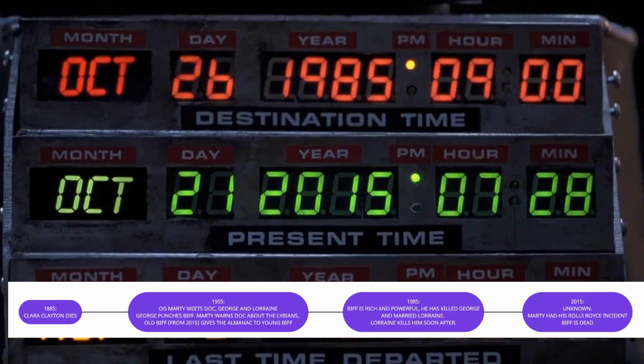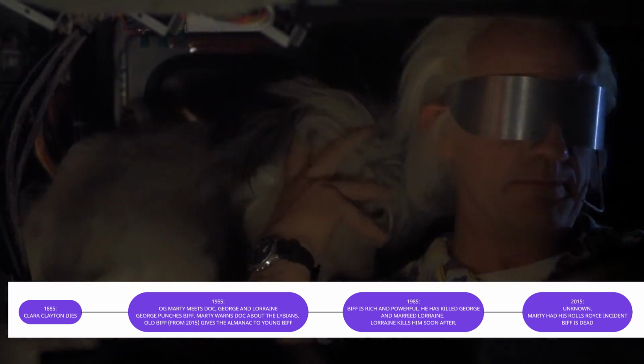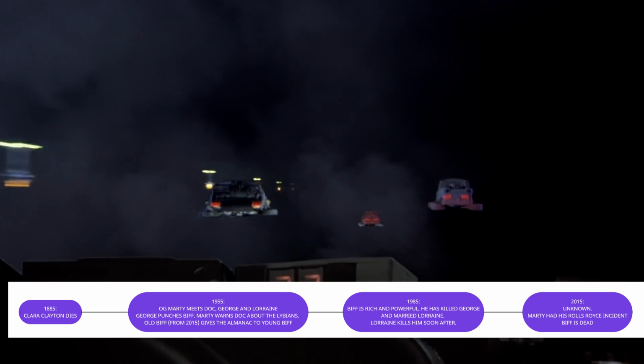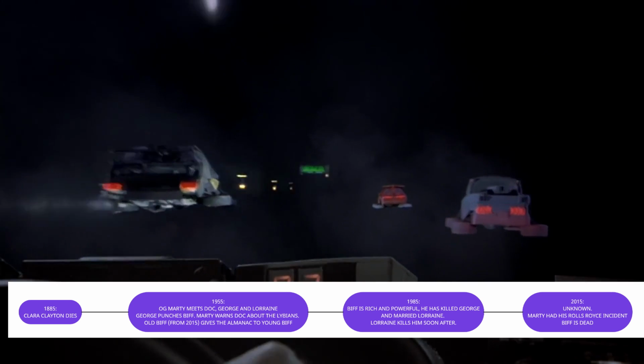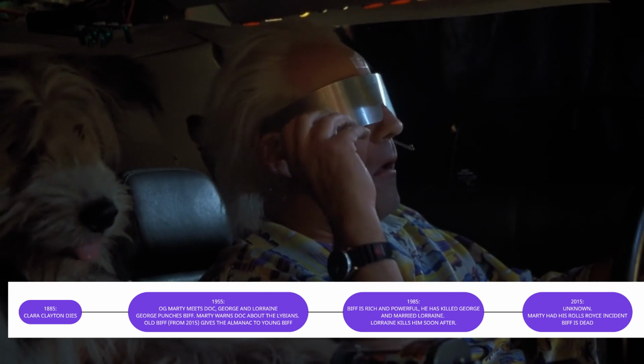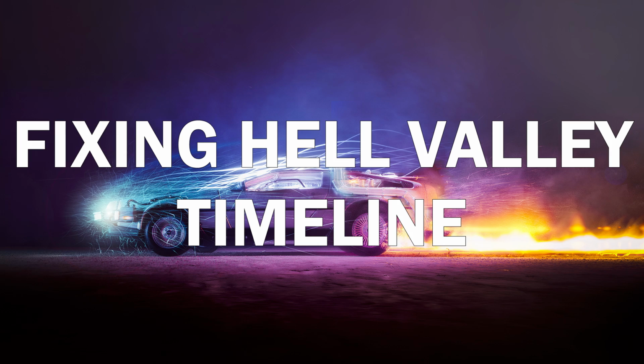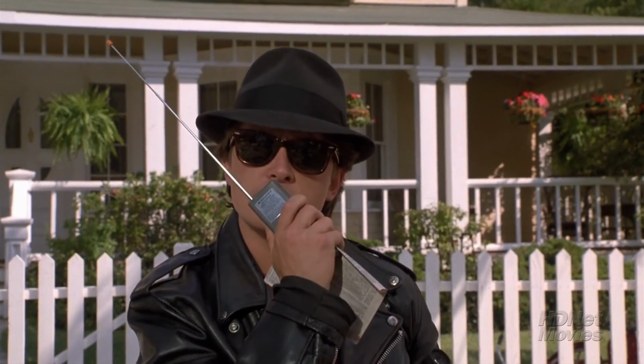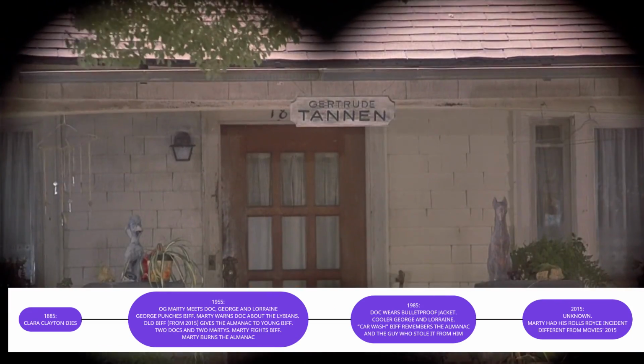Doc and Marty go back to alternate 1985, and by doing so, they create yet another timeline. As in the original Hell Valley, there were no Doc and Marty around trying to fix things. Fixing Hell Valley Timeline. This is the timeline created during the second half of Back to the Future 2.